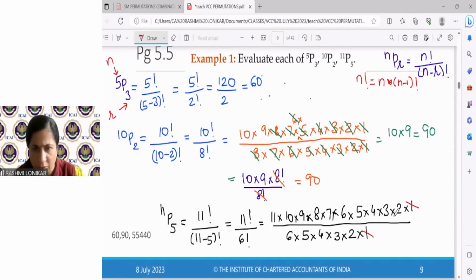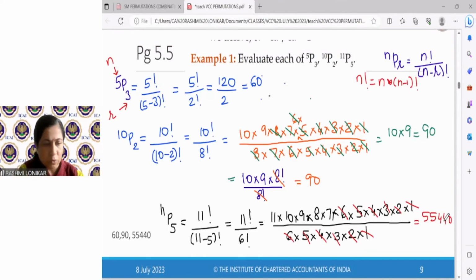Okay, 1 gets cancelled, 2 gets cancelled, 3 gets cancelled, 4 gets cancelled, 5 gets cancelled, 6 gets cancelled. So what I have to do? I have to multiply 11 into 10 into 9 into 8 into 7. Okay, you could do that in the calculator and the answer comes to 55440. Understood? So once you practice with the golden rule, you will not have any problem.